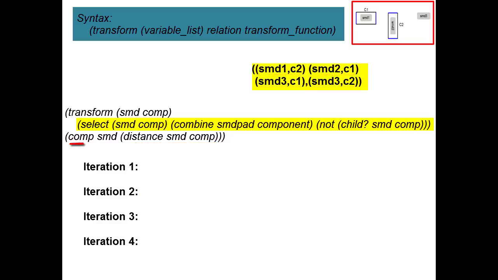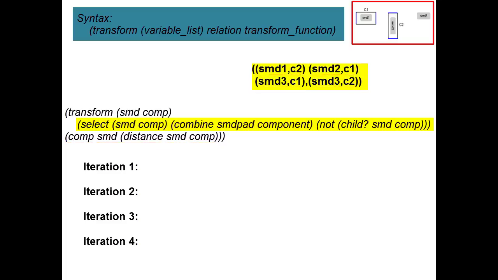Our example transformation function will return a tuple of order 3. The first constituent will be the object stored in the variable comp, and the second constituent will be the object stored in the variable SMD. The third constituent will be a number returned by the distance measurement. The distance measurement takes 2 objects and returns a number, the distance between those 2 objects. Our transformation function will take the input relation of order 2 and return a relation of order 3.